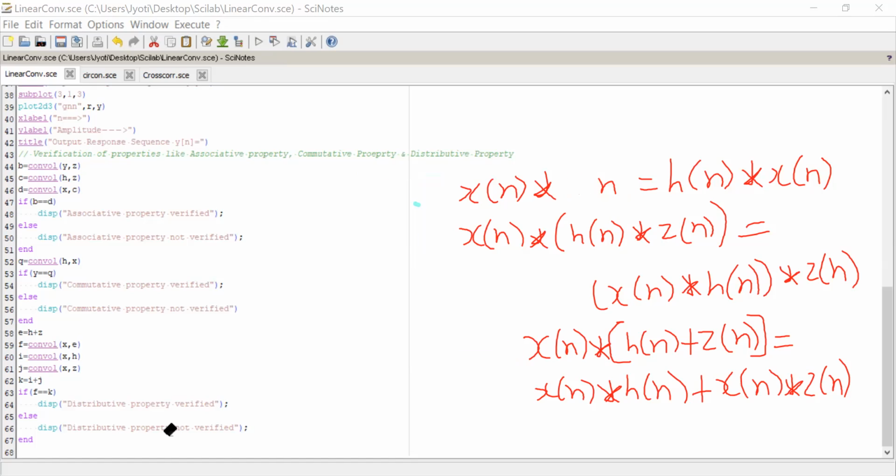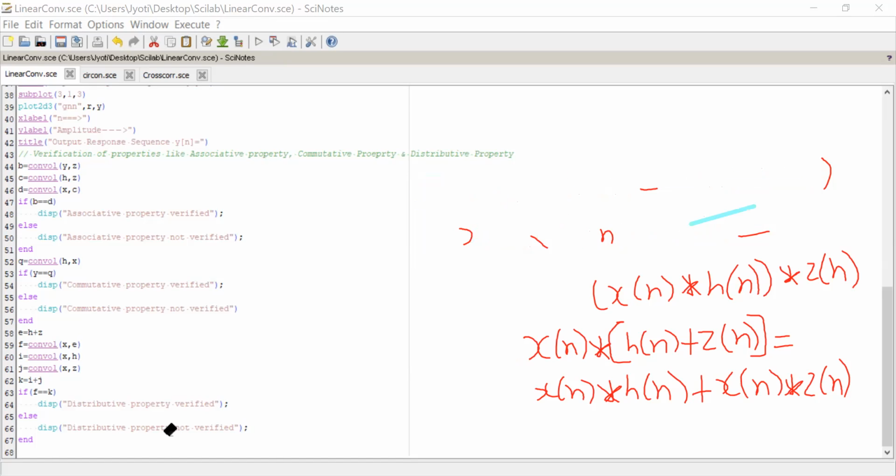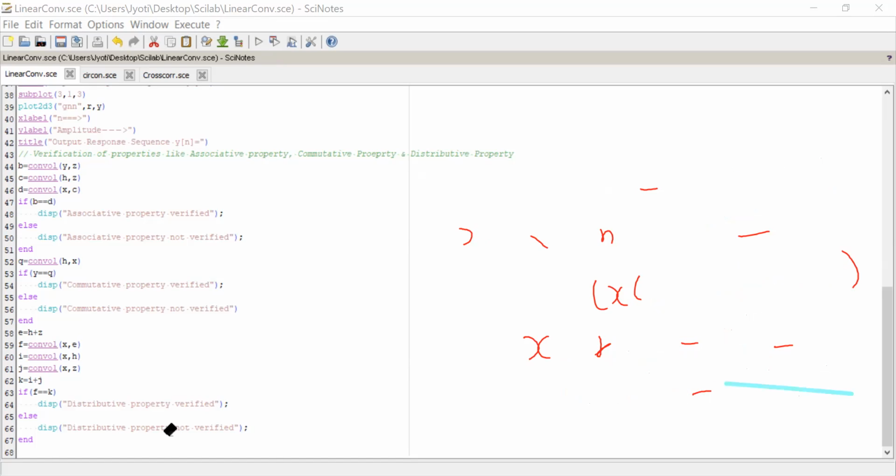Okay, now I'll execute this program and see how we'll get the waveforms and the output for this.